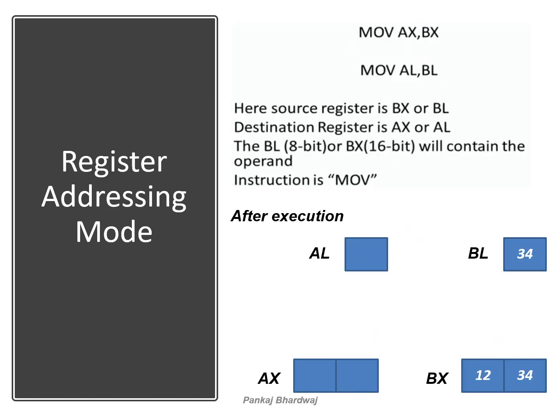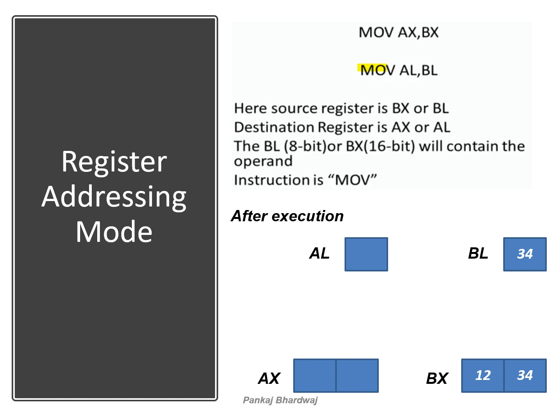Register addressing mode, that means we are moving the data from register to register. Source is also a register, destination is also a register. 8-bit or 16-bit data we can use to have the register addressing.